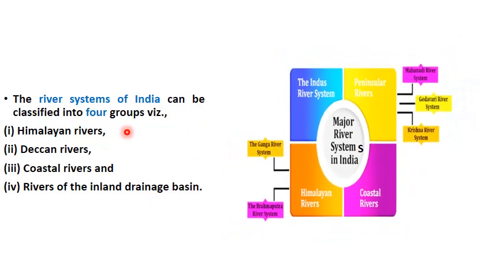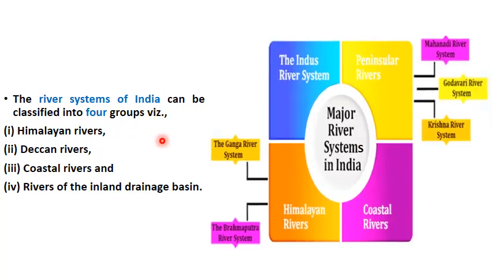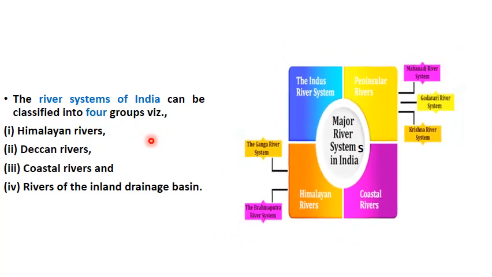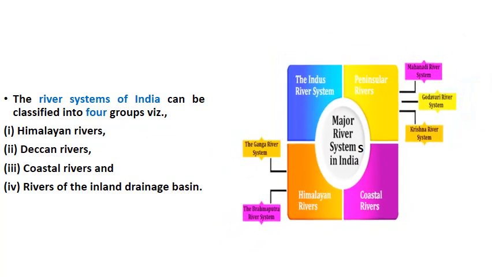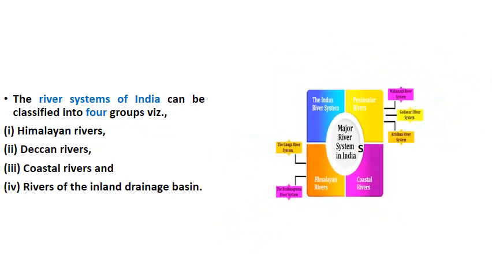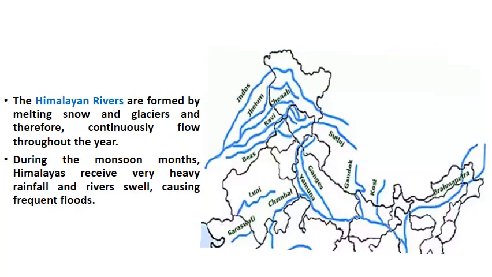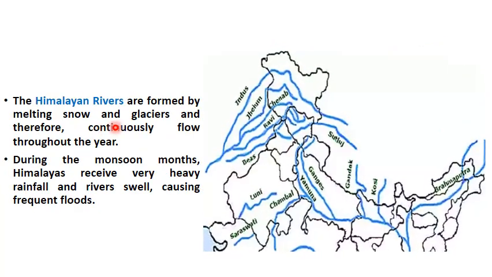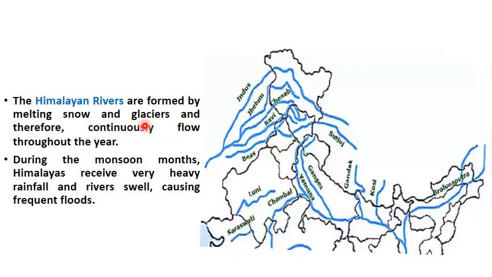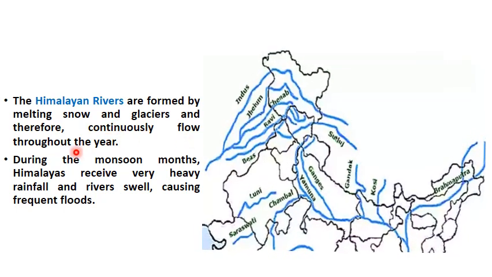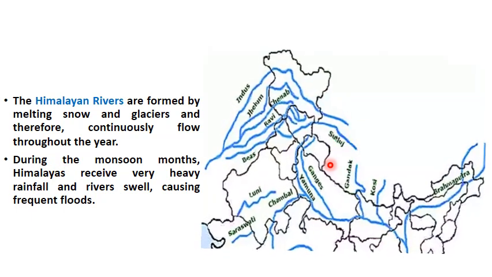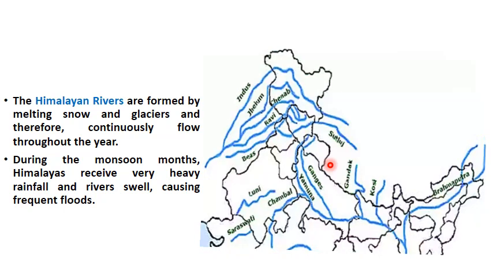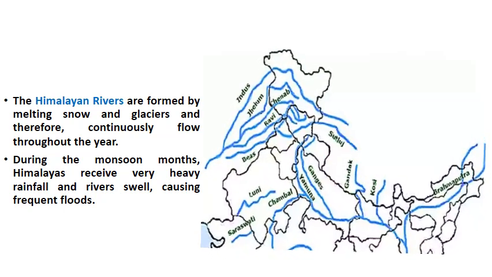The river systems of India can be classified into four groups: Himalayan rivers, Deccan rivers, coastal rivers, and rivers of the inland drainage basin. The Himalayan rivers are formed by melting snow and glaciers and therefore continuously flow throughout the year. During the monsoon months, the Himalayas receive very heavy rainfall and rivers swell, causing frequent floods.